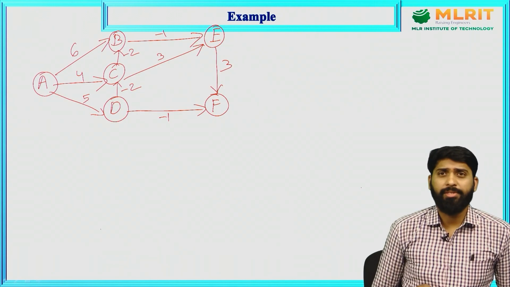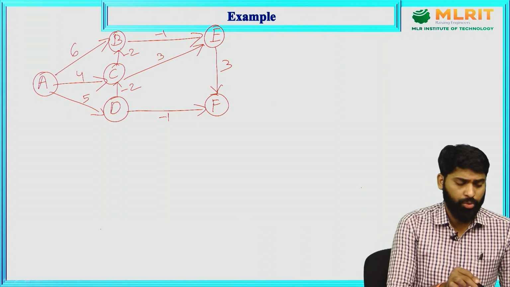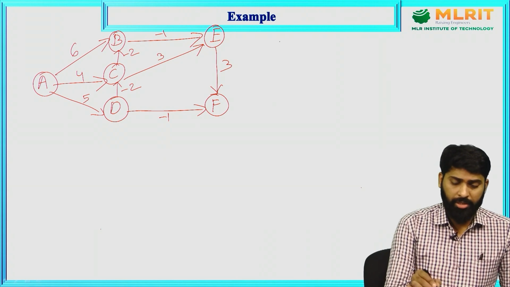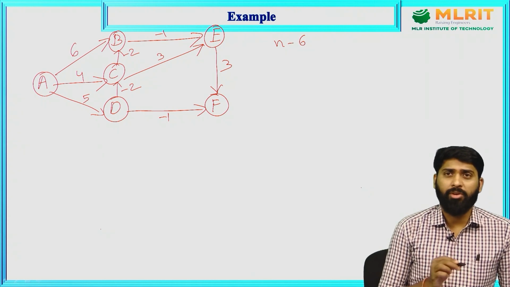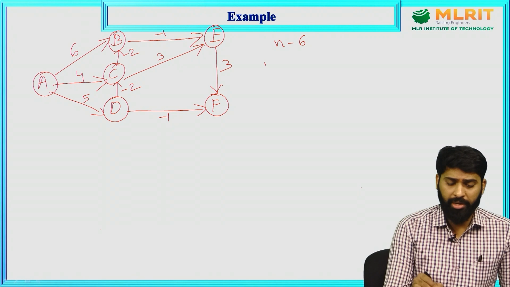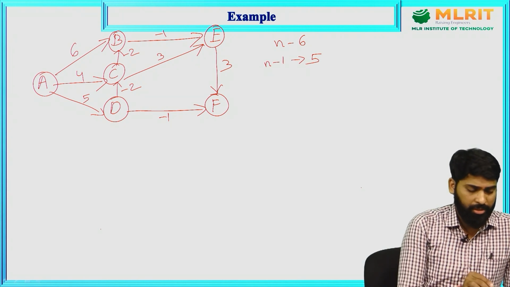Okay, so let us assume this is the graph. So how many vertices? 1, 2, 3, 4, 5, 6. So the number of vertices is 6. So how many times are we going to relax this? N minus 1 times, meaning 5 times. Okay, so let us execute.